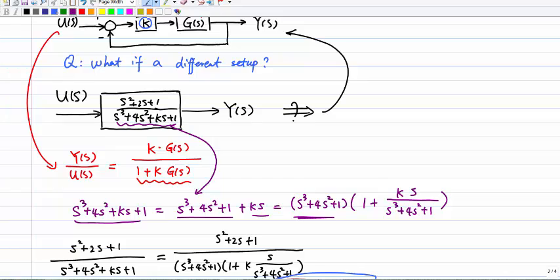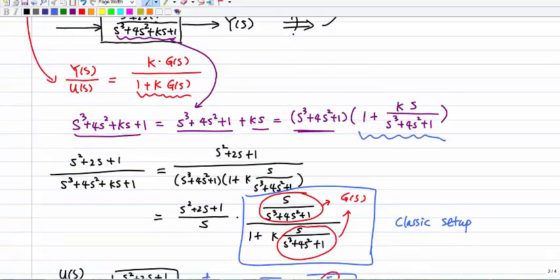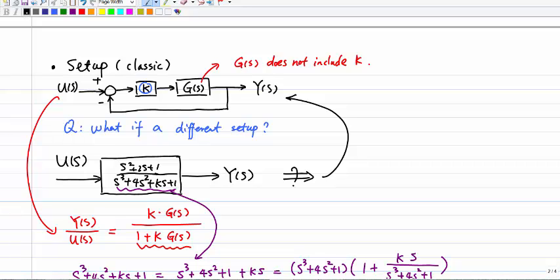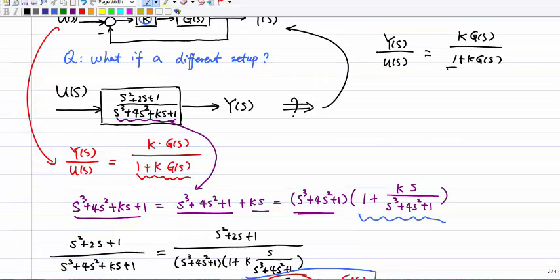So what I do over here, I want to have somehow like this. Why do I want to have that? That's because if I look at the standard form, this transfer function is given by what? The classic setup is Y sub s over U sub s is K G sub S over 1 plus K G sub S. If you look at this, I want to have a 1 over here, right? So that's why I want to write this as somehow a 1 plus something form. And also there's a K over here, so also K over here. Looks like we're good, because we have some form like that.